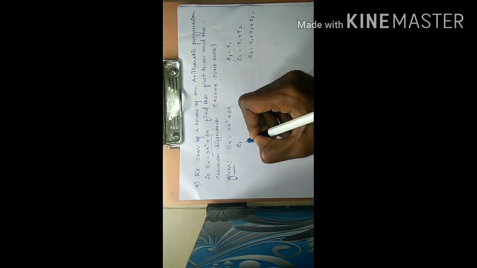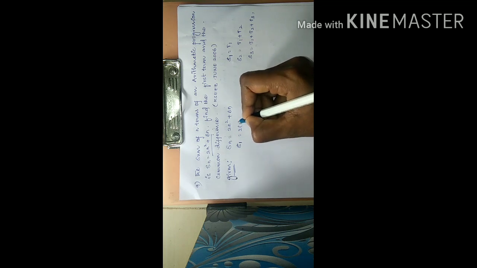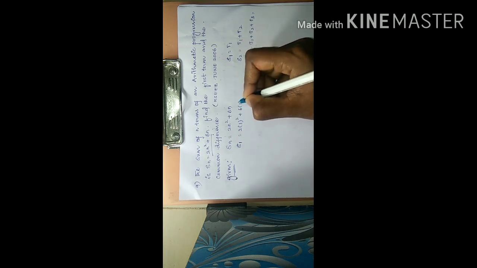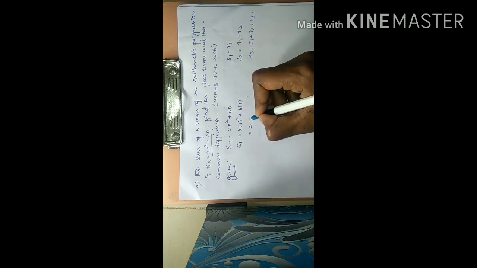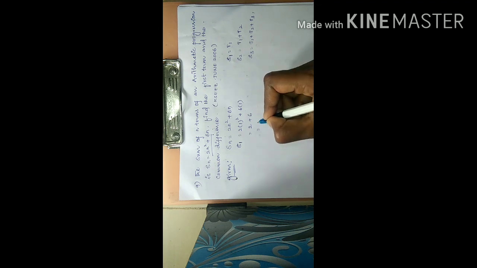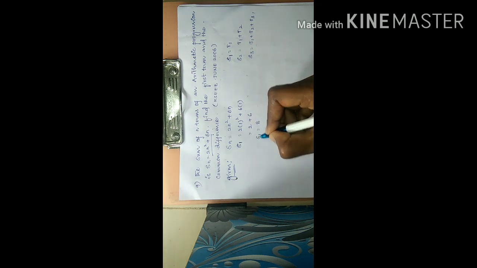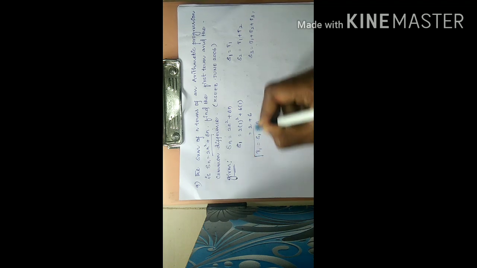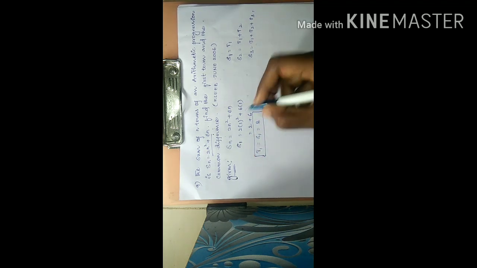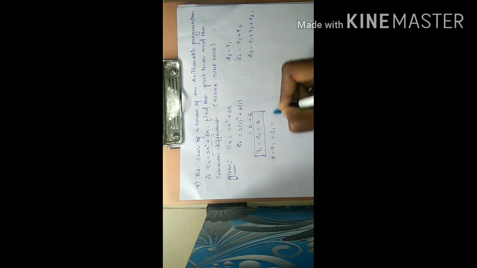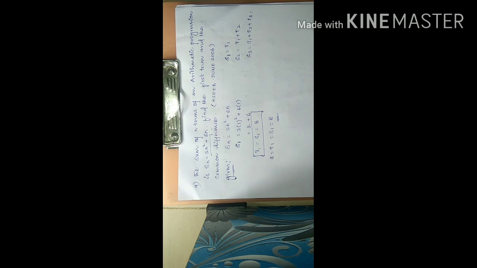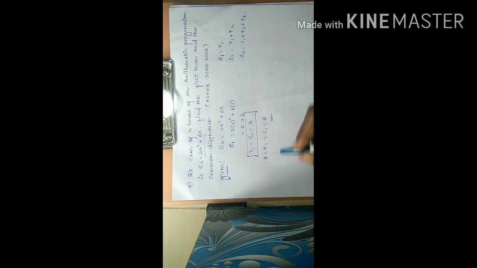Replace wherever n is there, it is 1. 2 into 1 square plus 6 into 1. That is 2 into 1 square, 2 ones are 2, plus 6 into 1 is 6, is equal to 8. So S1 is equal to T1. So first term, we have got that first term a is equal to T1 is equal to S1 is equal to 8. Now we need to find out the common difference. So common difference, we know the formula d is equal to T2 minus T1.